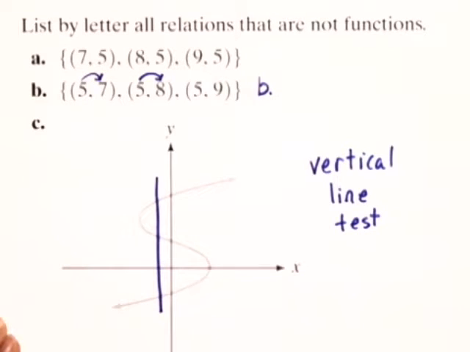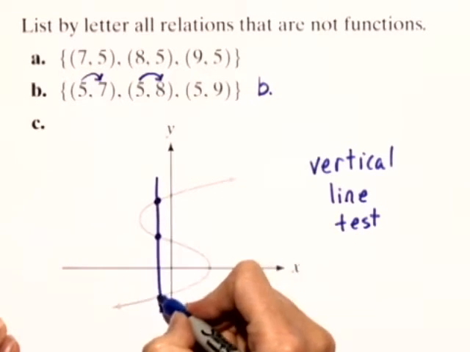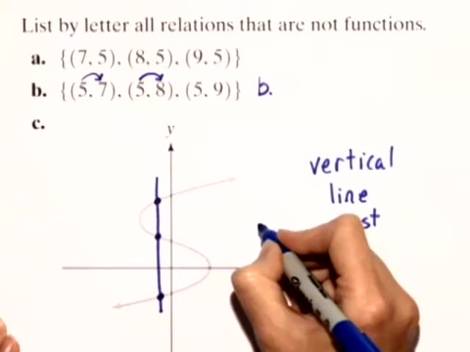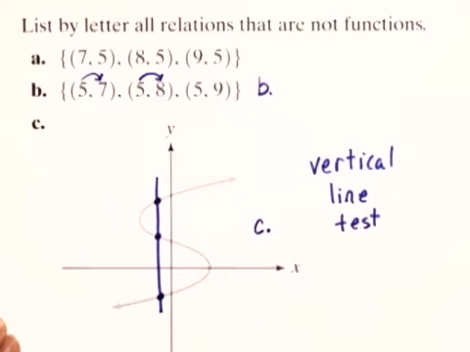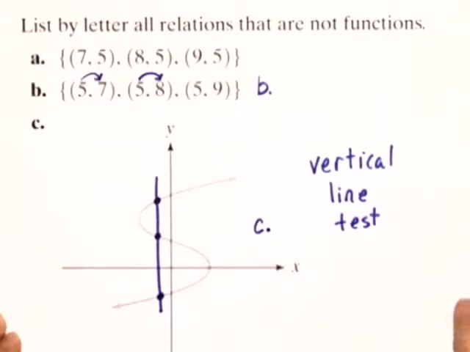I can draw a vertical line right here, and notice it touches the graph certainly in more than one place. So it fails the vertical line test. Therefore, we can say C is also not a function. So on this page, B and C were both not functions. Let's look at a couple more.